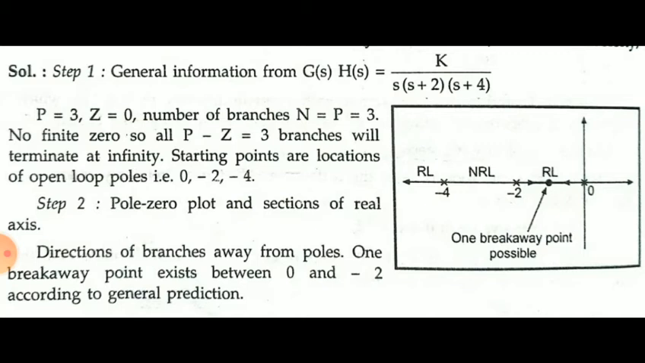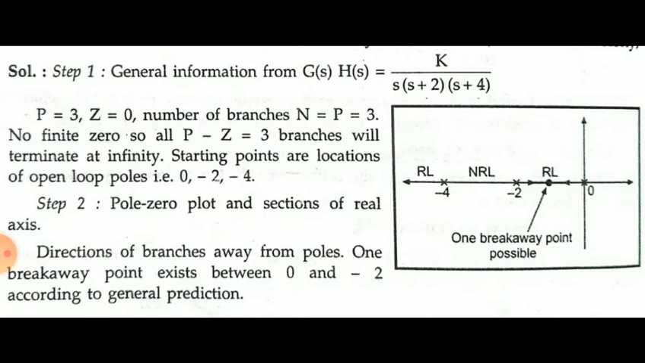So the number of branches, that is N equal to P, because in this case P is greater than Z. So the number of branches equals 3. There are no finite zeros, so all P minus Z equal to 3 branches will terminate at infinity. The starting points are the locations of the open loop poles, which are 0, -2, -4.